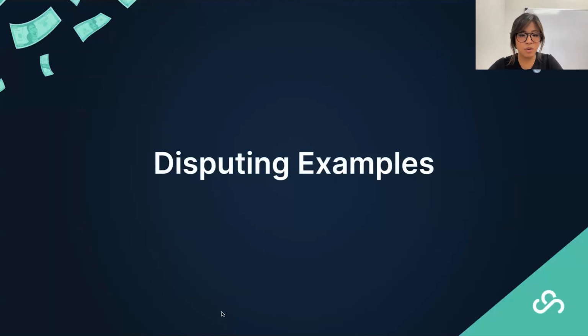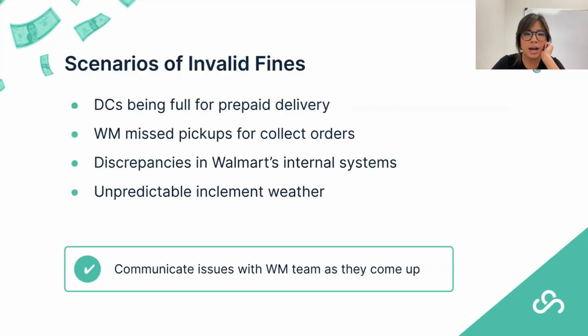So I'm going to spend the last 4 or 5 minutes talking about a couple of different examples that we've seen in the wild, just so you know, hey, this is a valid situation, which I should try and go fight, or, oh, other suppliers are going through this. So examples of invalid fines are situations where DCs are full, or DCs are full for prepaid delivery, if Walmart missed the pickup for collect orders, if there are any discrepancies in Walmart's internal systems, or unpredictable inclement weather. And for these, you want to make sure that you're communicating any issues with the Walmart team as they come up.